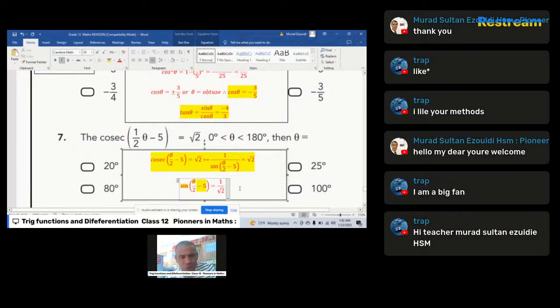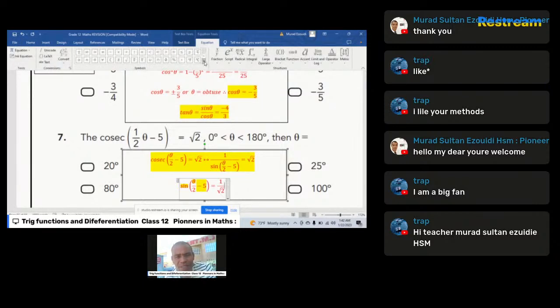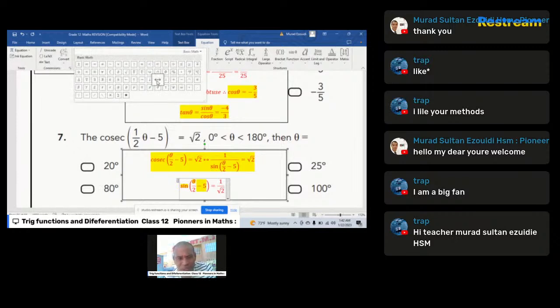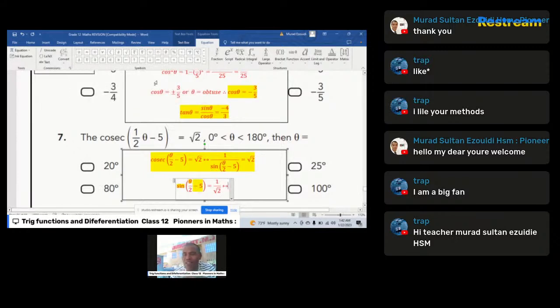But me, I'm going to find it another way. This is if you don't have time to think, or you are in an exam and time is running, so you can use this method. Therefore, learners, I will just write this one like that.